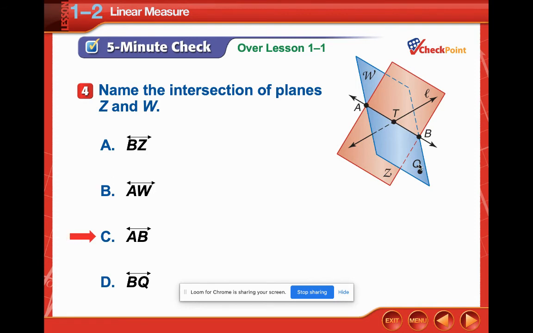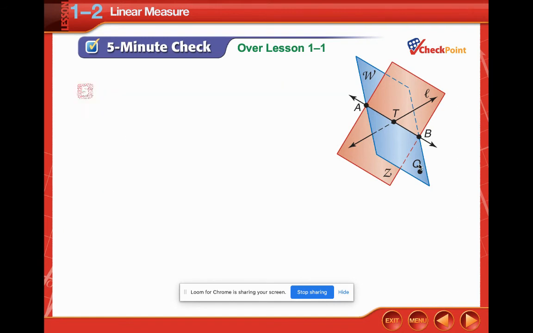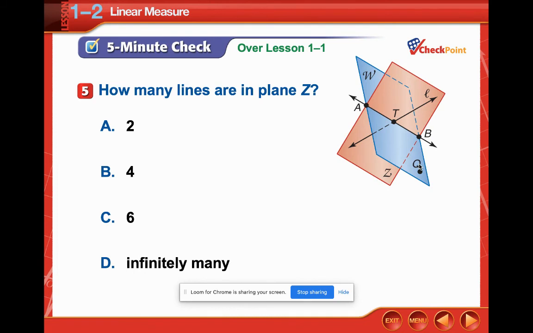Hopefully you got that one correct. Again, if you didn't get that one correct, please reach out to Mr. Selby, figure out what's going on here, okay? All right, should be the last one here. How many lines are in plane Z? Why don't you guys take a second and try and work on this on your own.